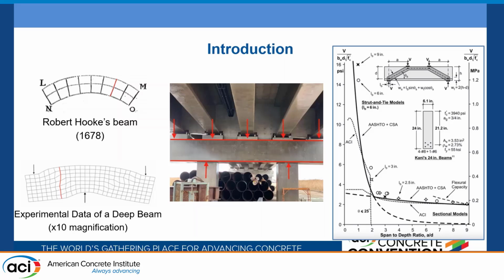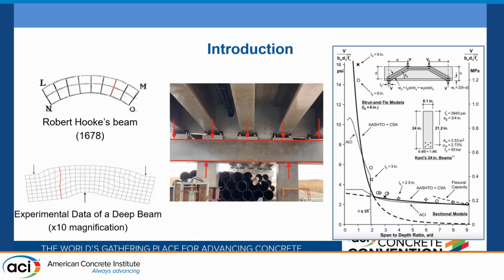Here in the top left, you can see a slender member being bent, and that red line represents a plane section in the beam. Below that, we have experimental data of a deep beam where you can see that red line is no longer straight after being distorted. That changes how we should design, because most of our designs are sectional methods, and if it's not behaving sectionally, then that is not accurately capturing the behavior of the member.